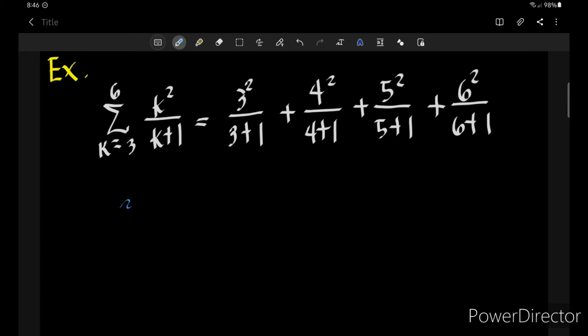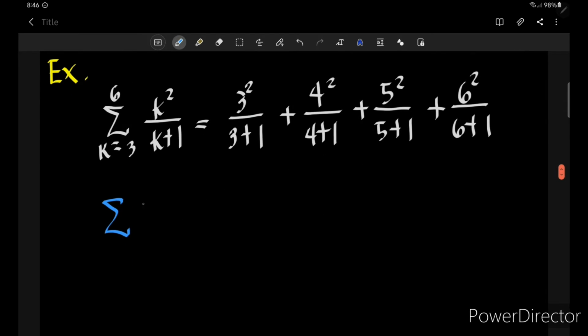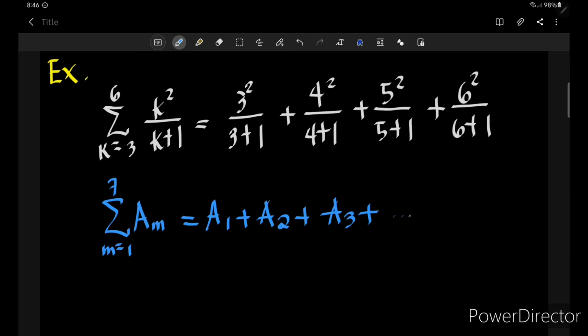We can add another example. Let's say the summation of a sub m, where m ranges from 1 to 7. So, all you do here is add and add. Of course, you start at a sub 1, since 1 is the value of our summation index. A sub 1 plus a sub 2 plus a sub 3 plus dot dot dot until we reach a sub 7.